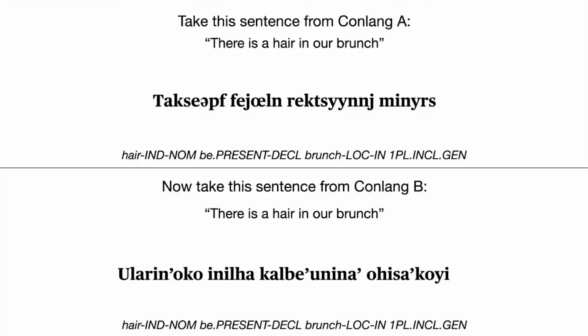Take this sentence from Conlang A. Now take this sentence from Conlang B. Ularinoko iniha kalbe unina ohisa koi. You notice how they give different flavors. Even though they have the exact same grammar, the sounds are different. Conlang A has the schwa sound, and Conlang B has the glottal stop. So what dictates the flavor of your Conlang is the absence of sounds as much as the sounds.